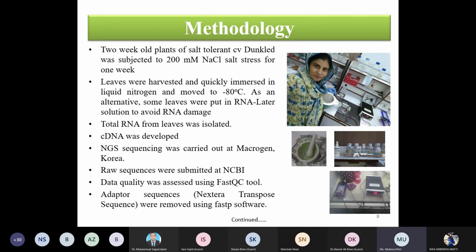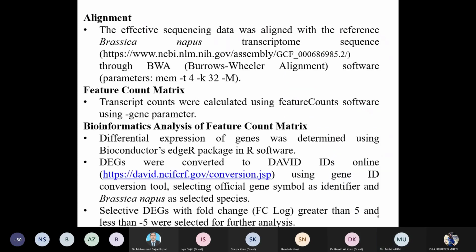Then whatever we received were the raw sequences. They were submitted to NCBI. Data quality was assessed using the FastQC tool. Adapter sequences were removed. Alignment was carried out using the reference genome, the link is given, through BWA software, and the parameters were mem -t, -k 32, -M. Transcript counts were calculated using featureCounts software with the -N parameter, and bioinformatic analysis of the featureCounts matrix was carried out further.